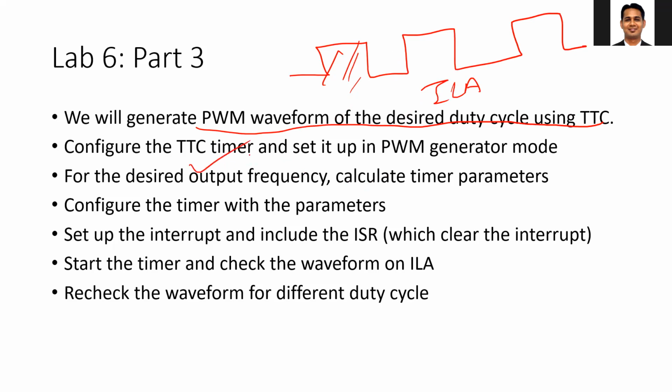So again, we need to configure the TTC timer the same as the other timer and set up the PWM generation mode, so that we inform the timer that it should generate the waveform. We need to do the setting, we need to calculate the interval, we need to calculate the matching value. Okay, so for the desired output frequency, calculate the timing parameters, configure the timer with the parameters we have calculated here, then set up the interrupt, include the ISR which clears the interrupt. Okay, start the timer, and you can verify the waveform on the ILA. Okay, and you can then check it for a different duty cycle.